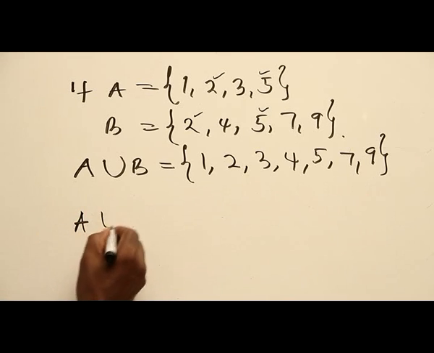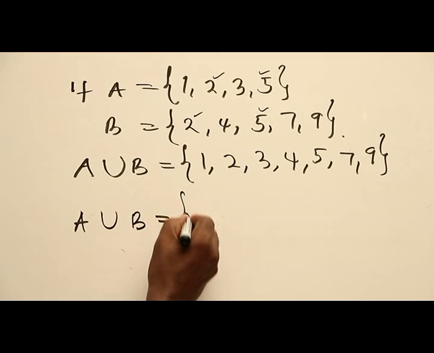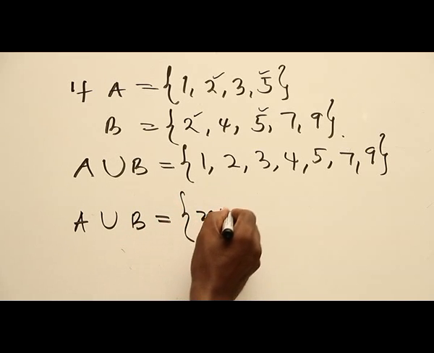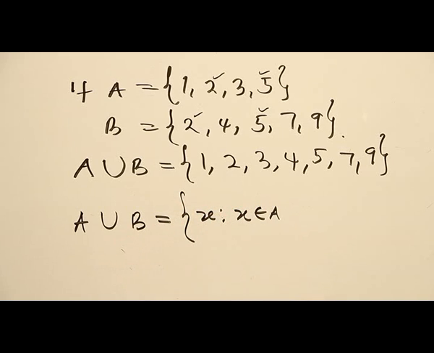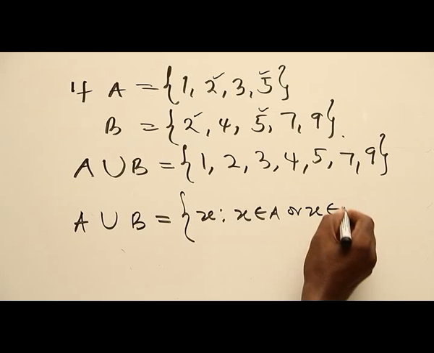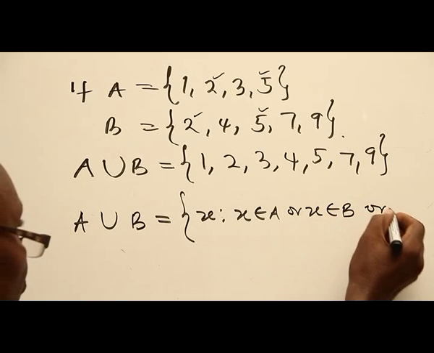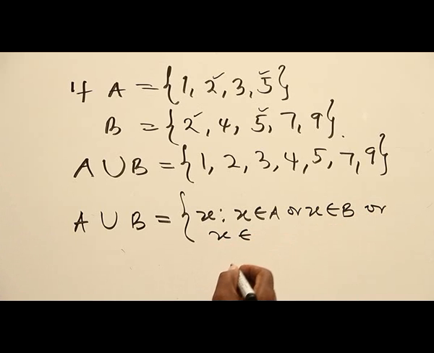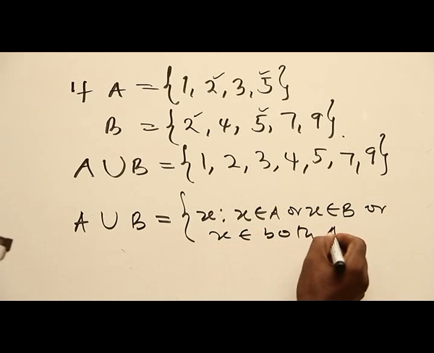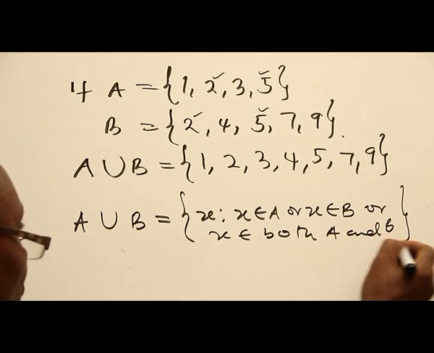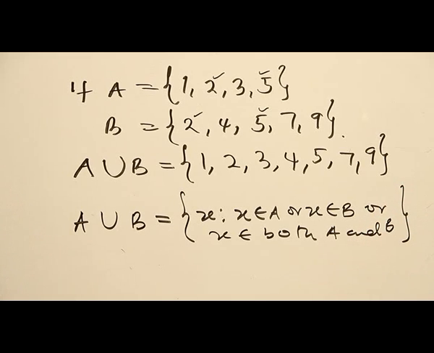Symbolically, we are saying that A union B is equal to the set of S such that S belongs to A, or S belongs to B, or S belongs to both sets A and B. So this is a symbolic description of set A union set B. Elements in set A, elements in set B, or elements in both A and B. That gives you the definition of the union of two sets.